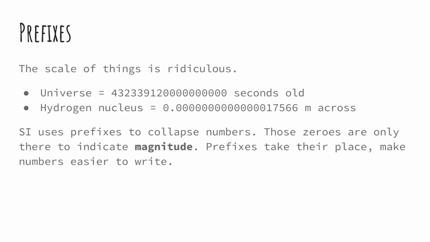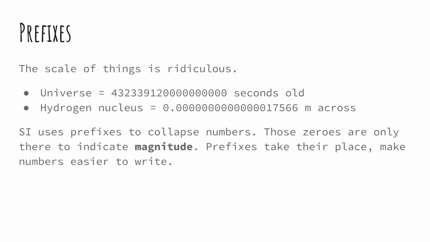Another thing, something you have already noticed, something we've alluded to a few times, is the prefixes in the international system. We use those because the scale of things is inconvenient. Okay? The universe was not set up with human beings in mind. The universe is 432 quintillion, 339 quadrillion, 120 trillion seconds old. And a hydrogen nucleus is 1,756.6 quintillionths of a meter across.